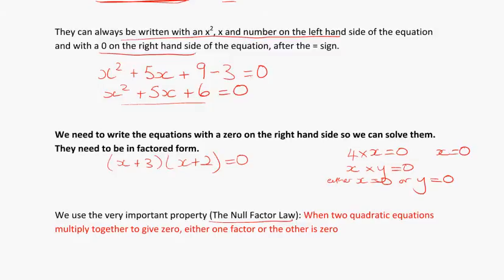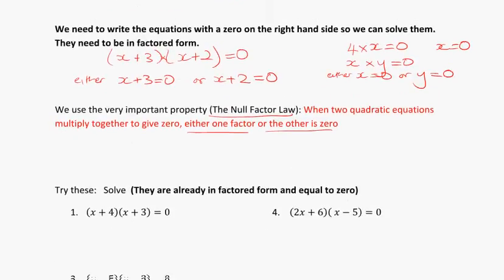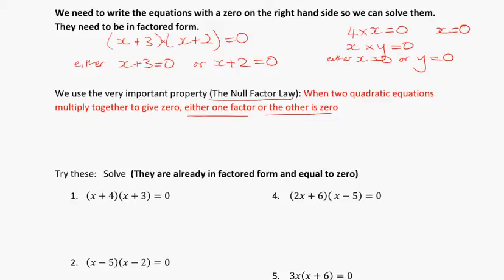When two factors multiply together to give 0, either one factor or the other is 0. And so we could say either x plus 3 is equal to 0, because that's a multiplying sign between. That's like the x and that's like the y. So either x plus 3 is equal to 0 or x plus 2 is equal to 0. And then we can go ahead and solve those. We now have two linear equations to solve.